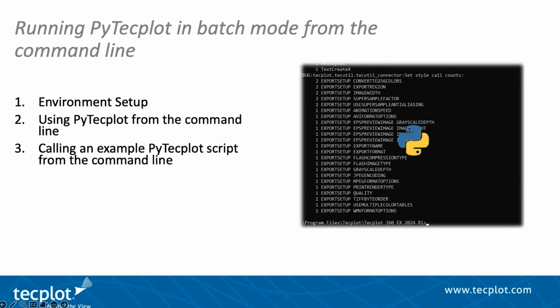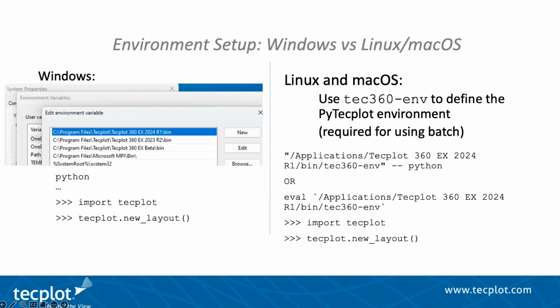Then we'll look at calling an example PyTecplot script that actually comes with 360. And finally, we'll just use this to export an image as we did in the connected mode demo. So first, looking at the environment setup, the first thing we need to do is set up some kind of environment. This is necessary for 360 to use the 360 engine without opening an instance.